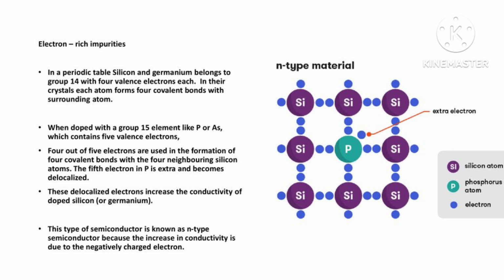Fourth is antiferromagnetic. And fifth is ferrimagnetic. These are the five substances on the basis of their magnetic properties. Now one by one I will discuss, and all five are asked in examination.